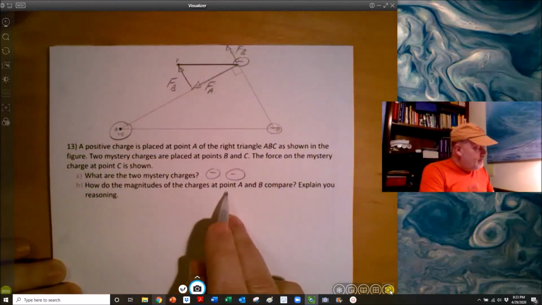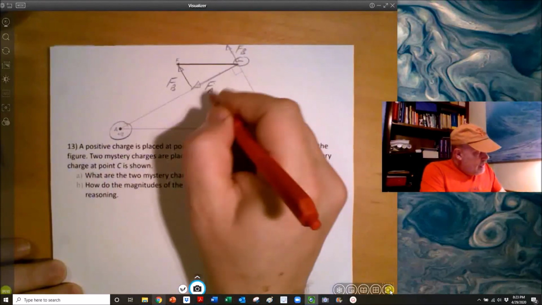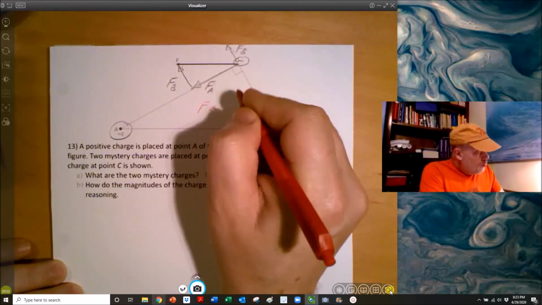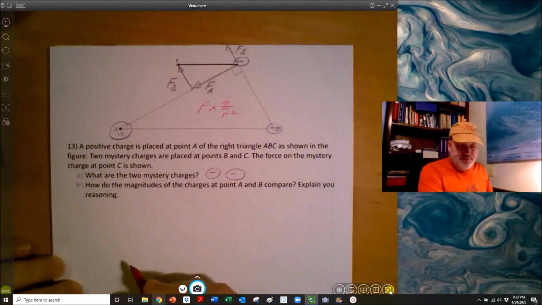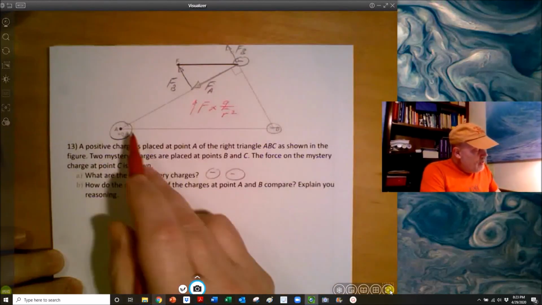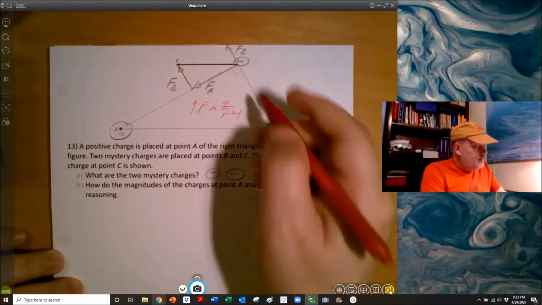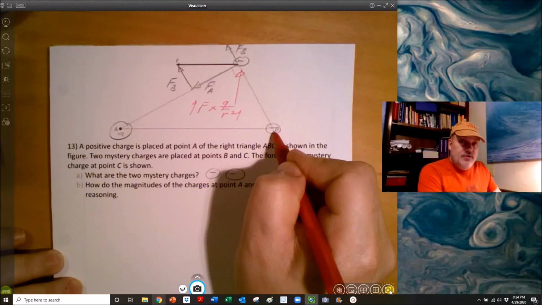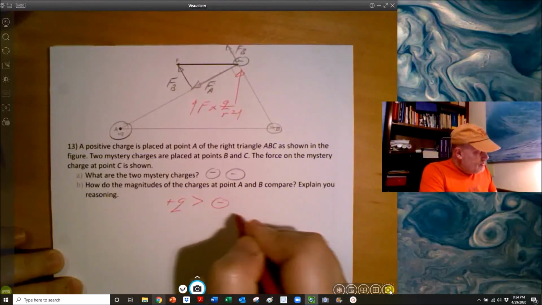All right, how do the magnitudes of charge on point A and point B compare? Well, we can see that F is proportional to kQQ over r squared, or in our case, Q over r squared. Now take a look. This force here is bigger. So the force from A is bigger, but it has a much bigger distance than B does to this charge. So therefore, charge A must be bigger than charge B. All right? So the plus charge has to be bigger than the negative charge at B.